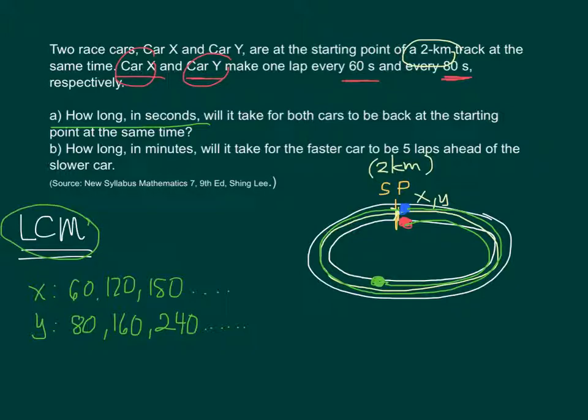Now, we already learned that we have a way of finding the LCM aside from listing down the multiples of each number.